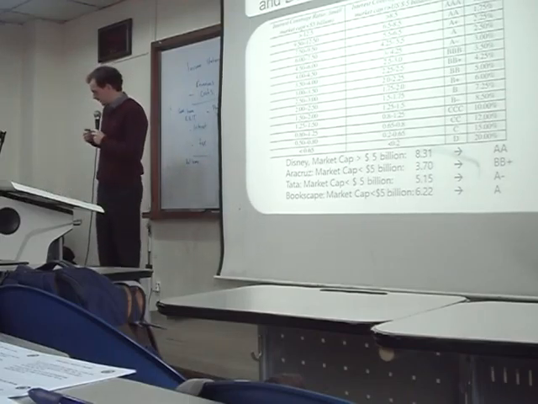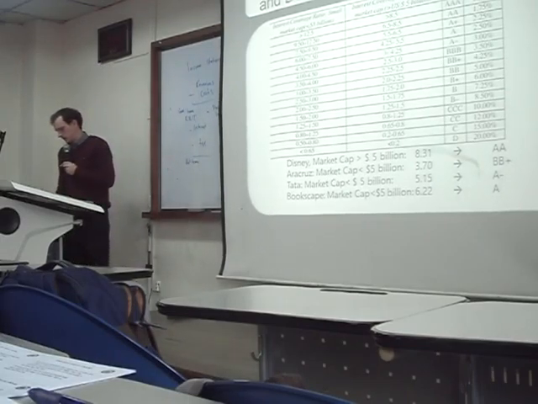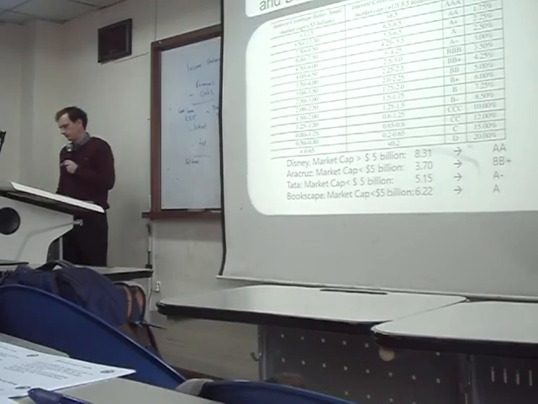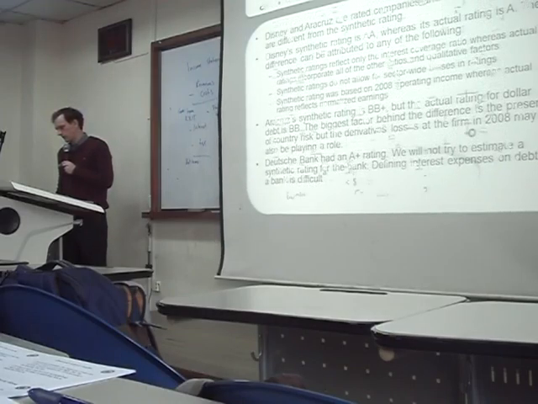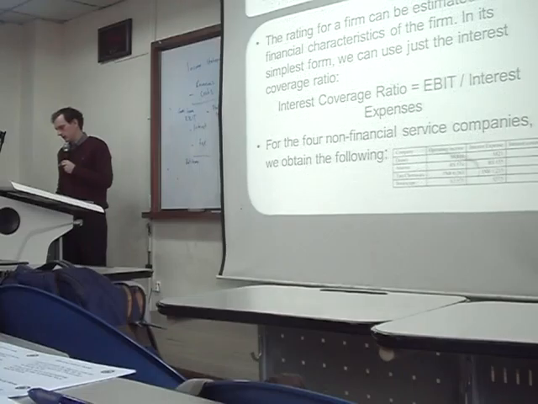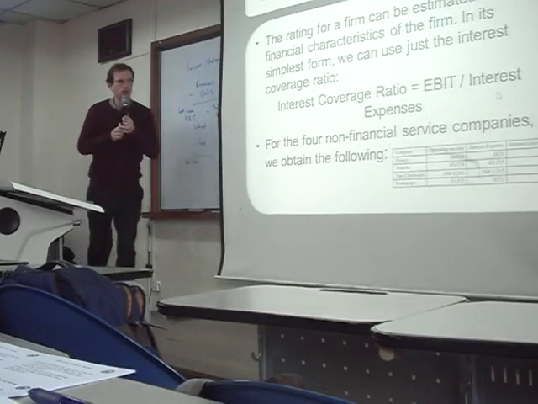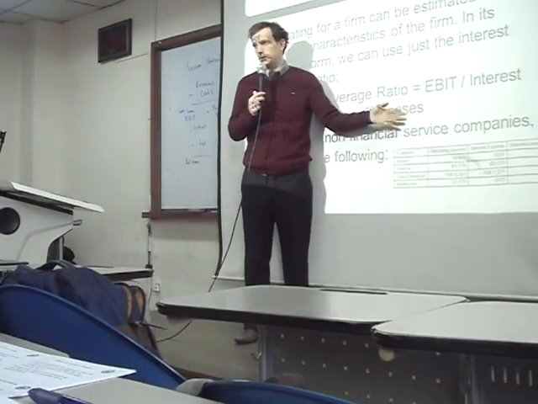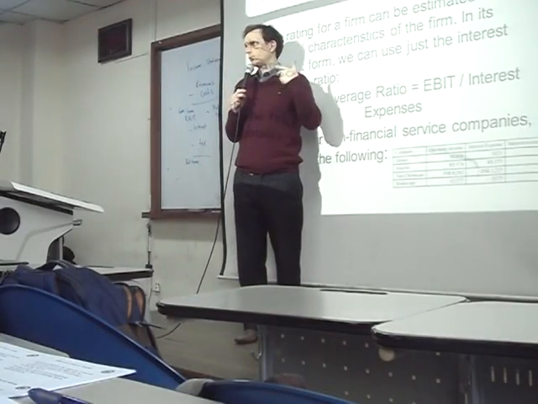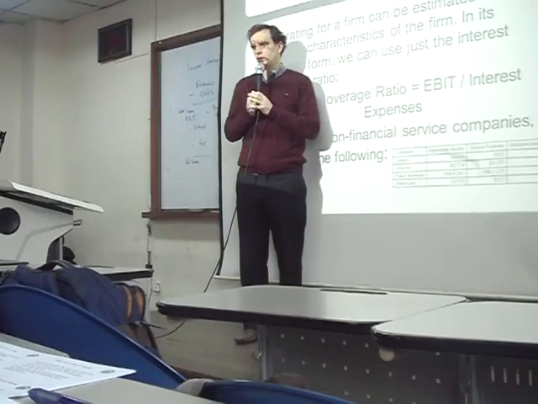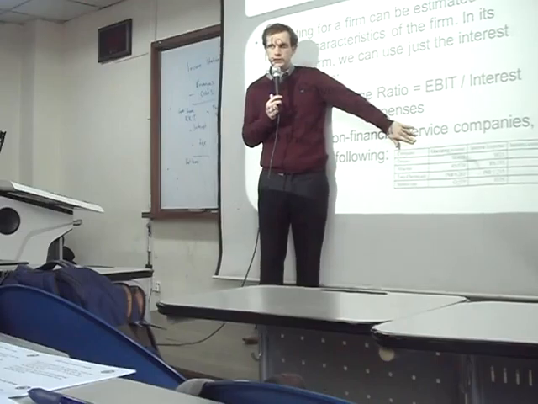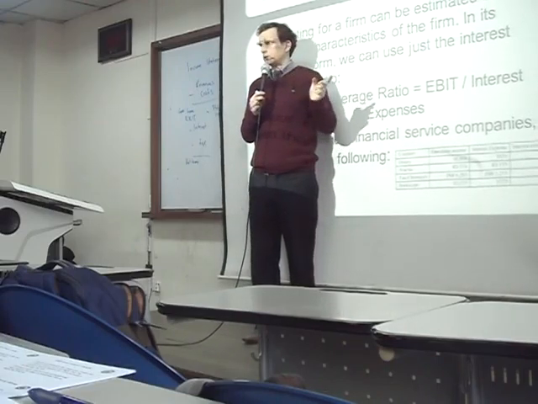So Disney, AA, the chemical company, A minus. Not as good. So just one point on these numbers. Do you think that we should just use last year's profit and last year's interest expenses, or the last 10 years or 5 years average? Which is better? Average of the last 5 years profit and average of the last 5 years interest expense, or just last year's?